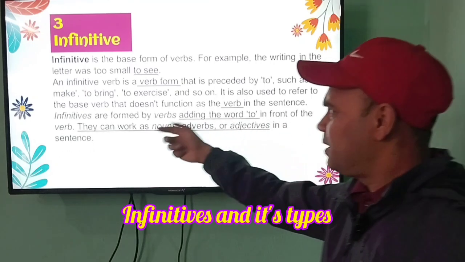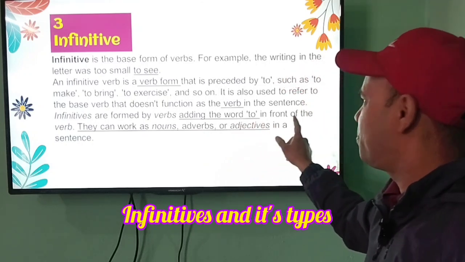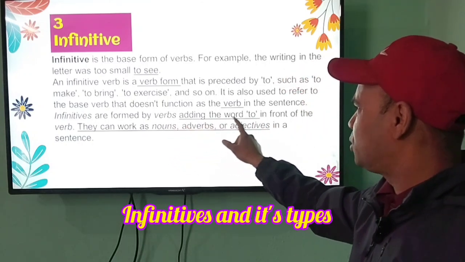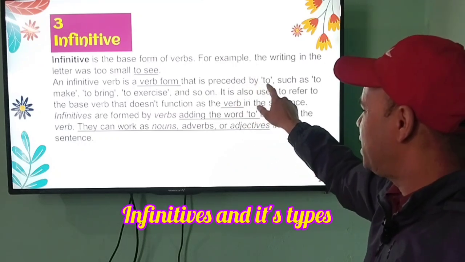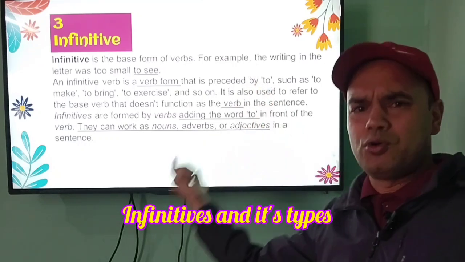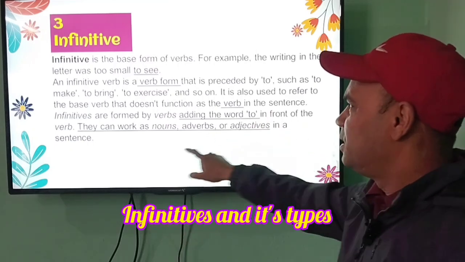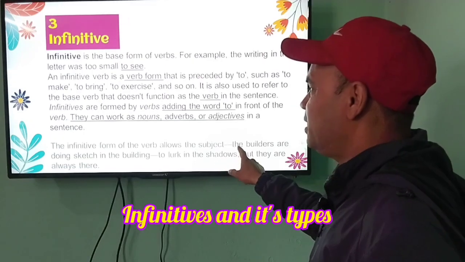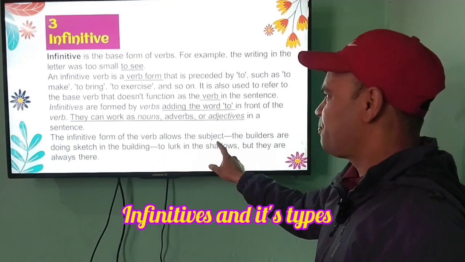Next, infinitives are formed by adding the word "to" in front of the verb. That means infinitives are formed by adding the "to". Because we just add "to" before the root verb or main verb, in front of the verb. They can work as a noun, adverb, and adjective in a sentence. And the infinitive form of the verb allows the subject.